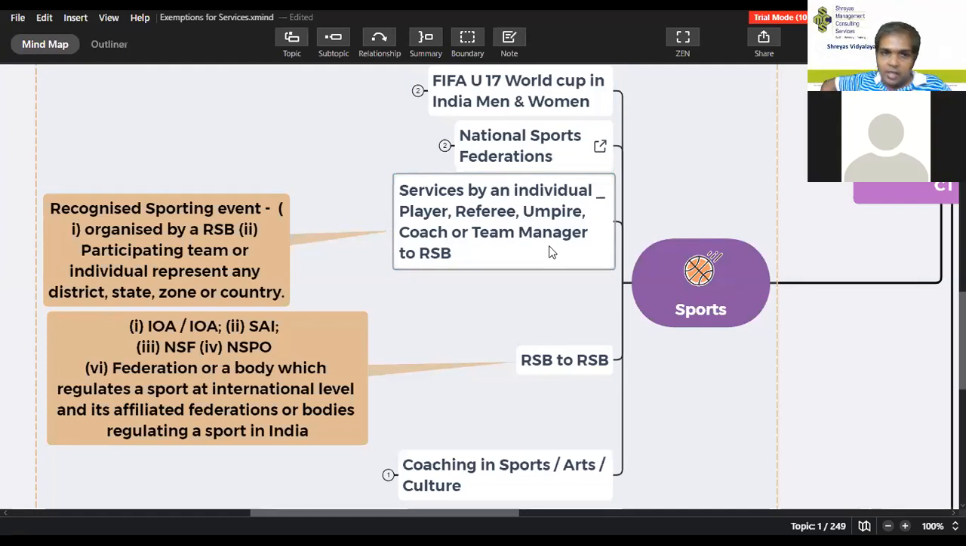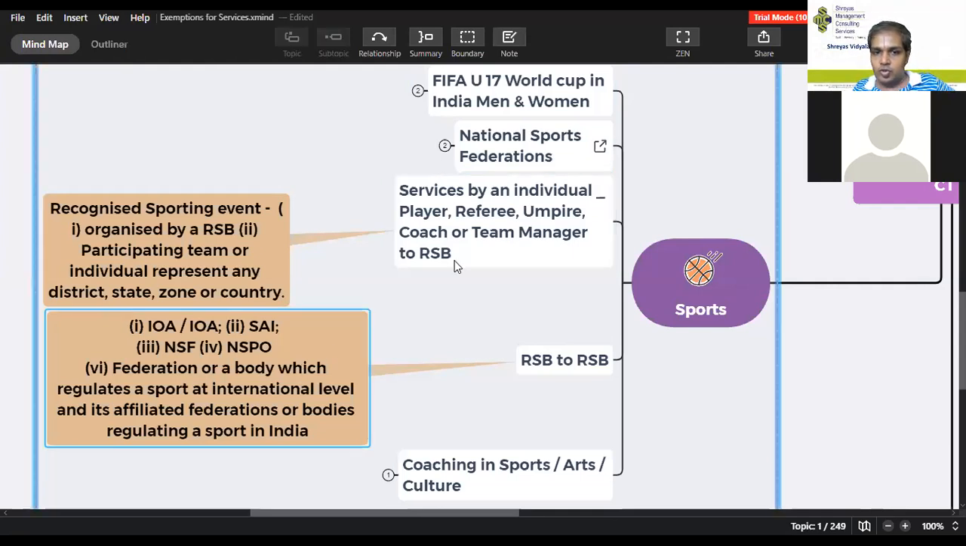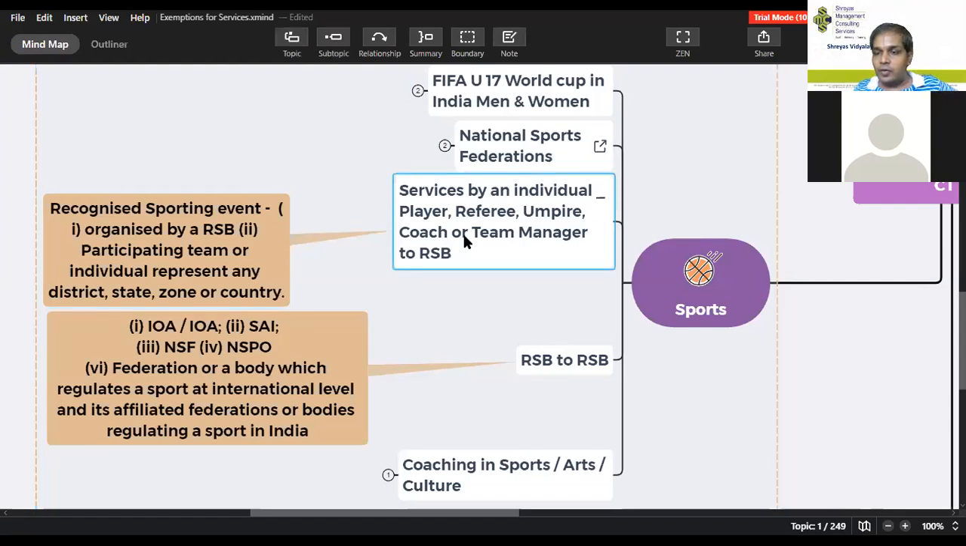What is called RSB? RSB here represents recognized sports body. The list is mentioned here. You can see the list here. So if the services are provided by these players to a recognized sports body, it has been given exemption.